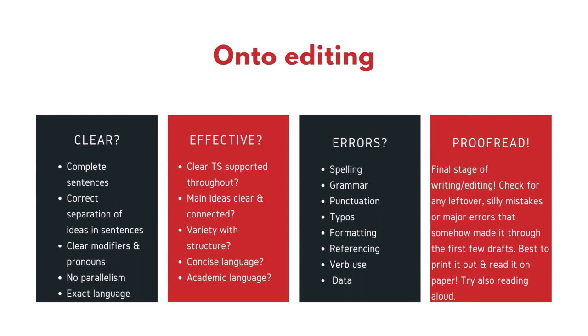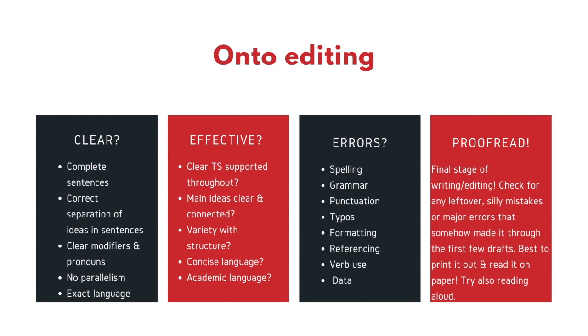Next, you look at whether it is effective. Is the thesis statement clear and supported throughout? Are my main ideas clear and connected to each other? Is there some variety within the structure? Is the language concise, and do I use academic language and referencing and style? Then check for the errors, the spelling, the grammar, punctuation, typos, formatting, referencing, verb use, and data. Double check your data always, especially if you are giving sources for the data.